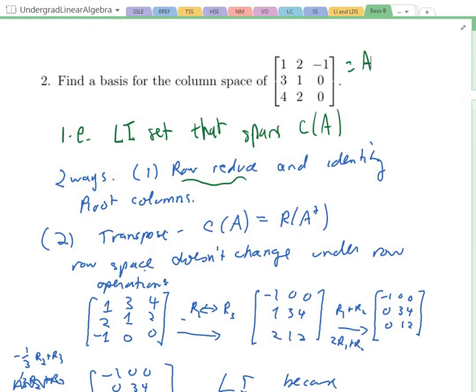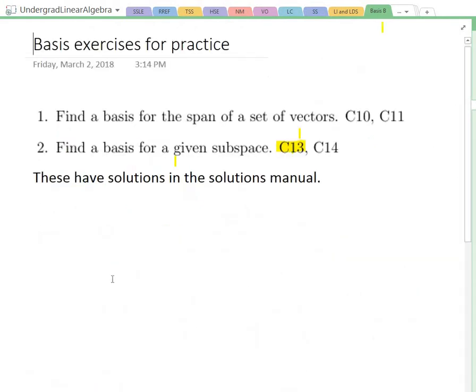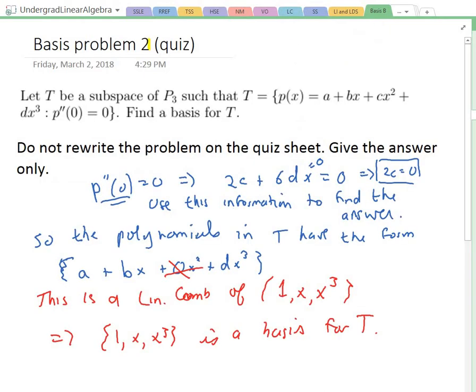Let's do another problem. These are exercises for practice. I recommend that you do these. These are in the basis chapter. So please practice on these. And let me look at one here. Here's one from the chapter.